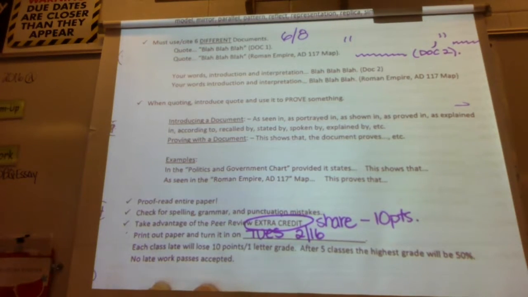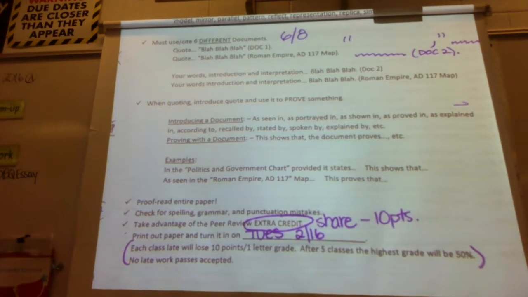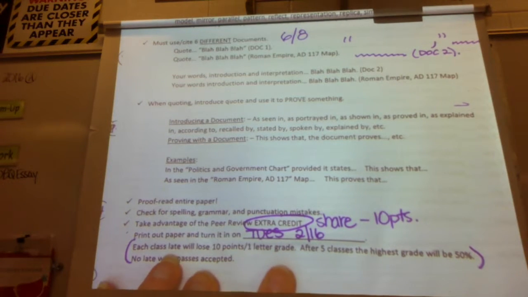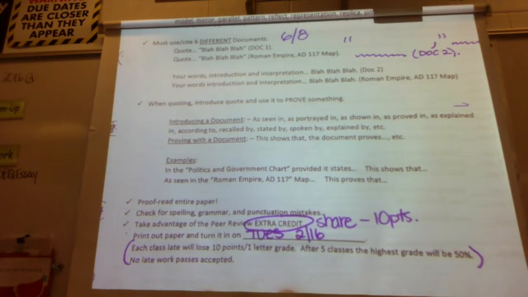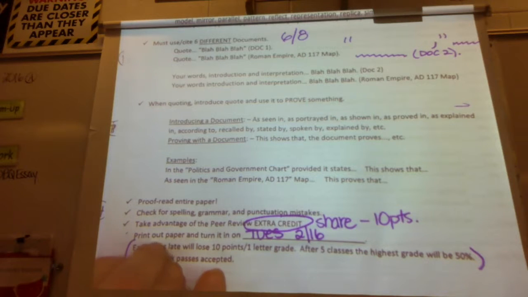Okay? If it is late, it's a project, not a homework assignment. It's a project, so each class late it'll lose 10 points, or 1 letter grade, after 5 classes. The highest you can get is a 50%, and we're not using homework passes on this, nor the documents. If you didn't turn in your documents today, no homework passes. It's just 10 percentage points per day of class it's late.